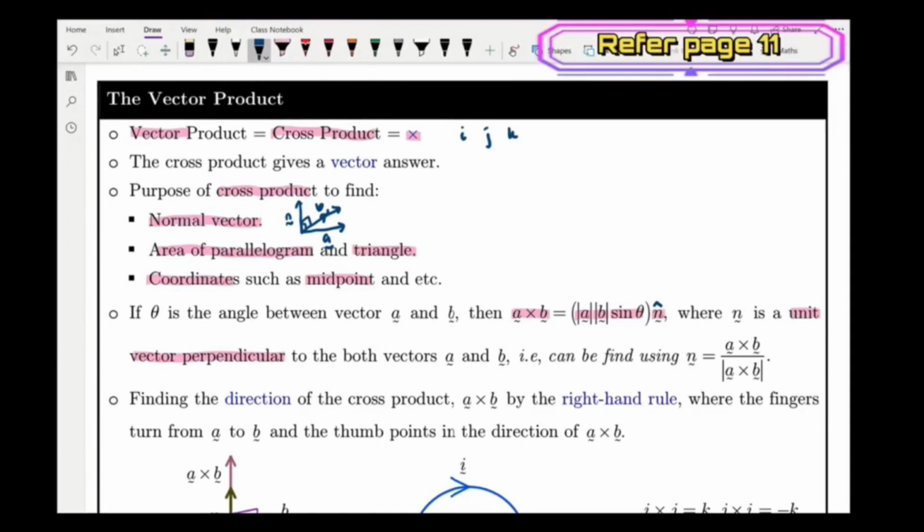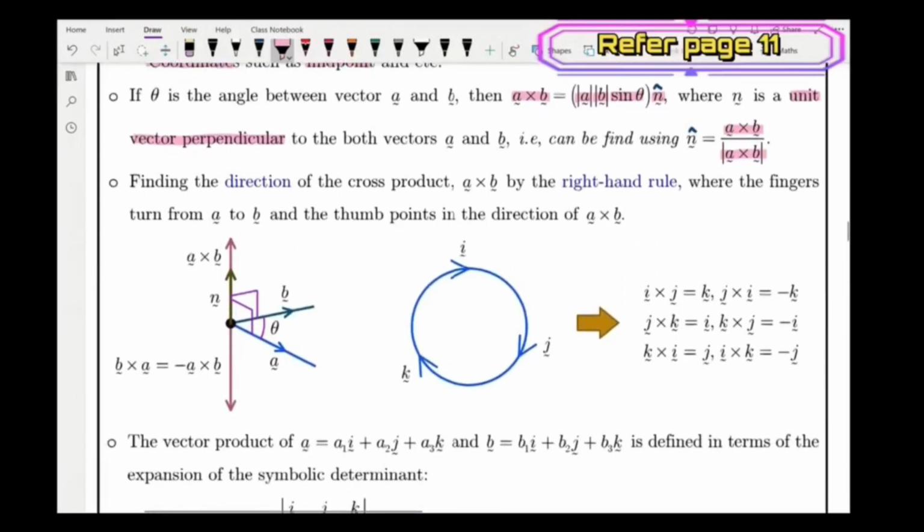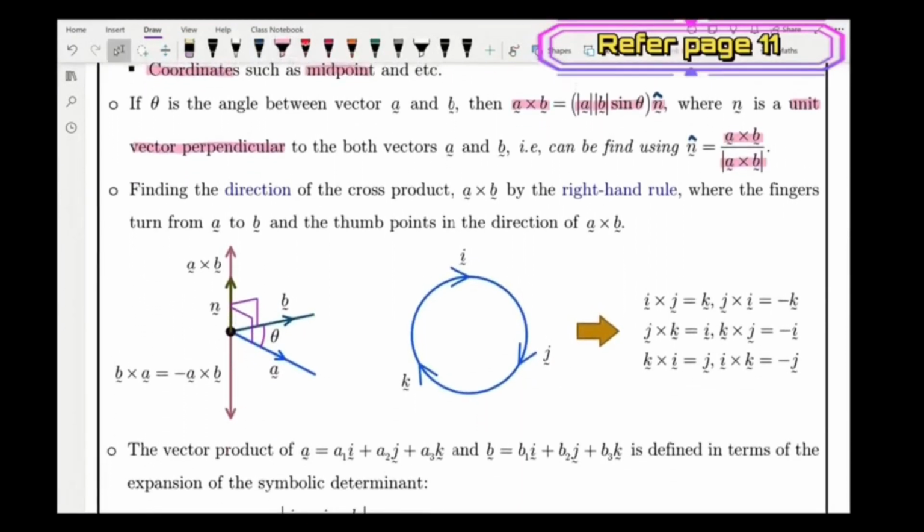So we can find unit vector normal by using A cross B over magnitude A cross B. Disebabkan vector product is vector, that means we have the direction. Okay, so how to find in the direction of cross product A cross B? We can find the direction by using right hand rule, where the finger turns A to B and then the thumb points in the direction A cross B.